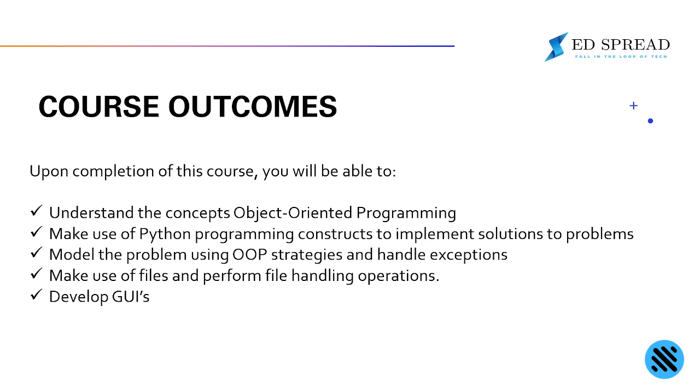These are the course outcomes. The outcomes are nothing but the things which can be done by you after completing the course. So you will understand the concepts of object oriented programming, and you will be able to use Python programming to implement solutions to the problems, model the problem using OOP strategies, and handle exceptions. Exceptions is a topic which is covered in the course, in Python. So you will be able to handle the exceptions, use files and perform file handling operations, and you will be able to develop GUIs.